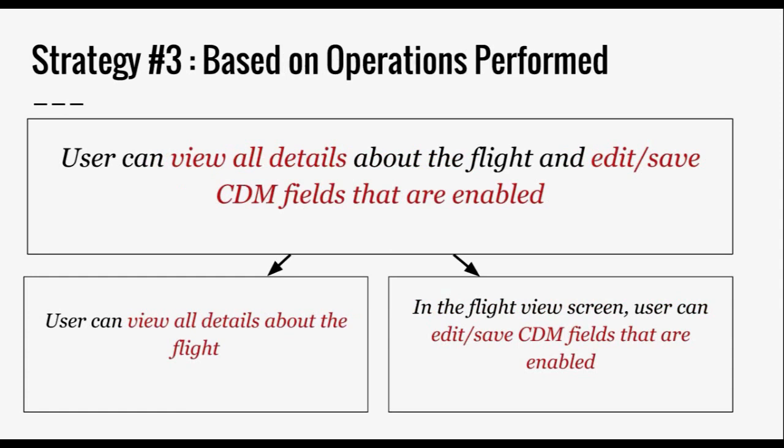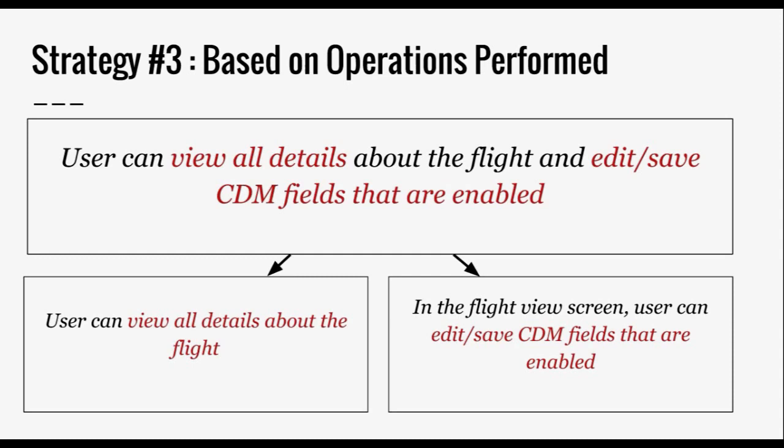Strategy number 3 is based on the operations performed. So let's say that you're writing a user story which covers every possible operation that you can think of related to the functionality. It can be a good idea to split these operations into 2 or more stories, so that the story becomes easy to maintain or manage.